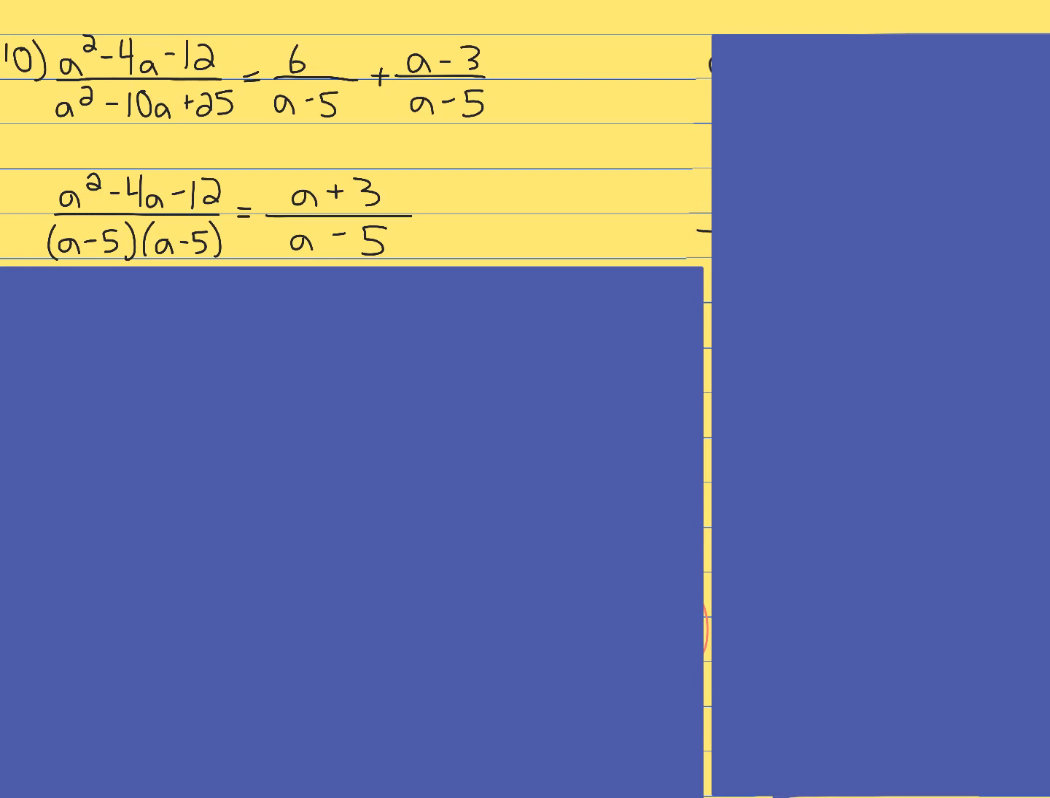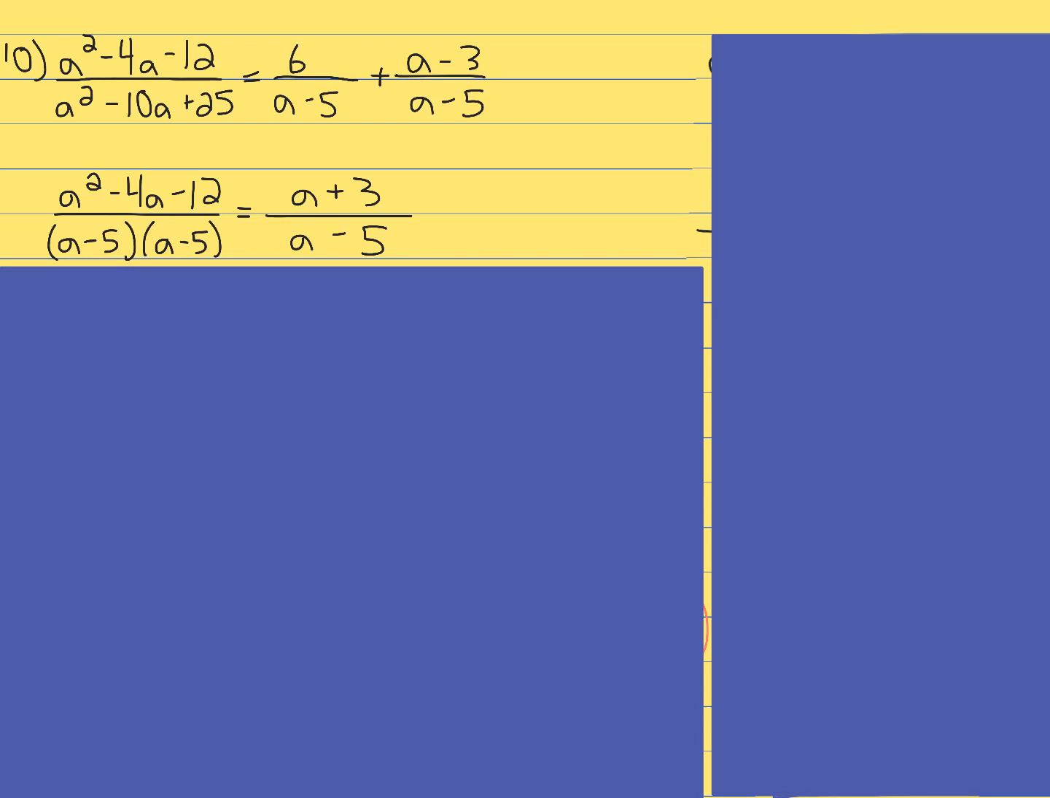Okay, and what I did over here is because they have the same denominator, I put it over a single denominator and I combined these two top numerators. 6 plus a minus 3 is a plus 3. Okay, and you can put it all over the same denominator.